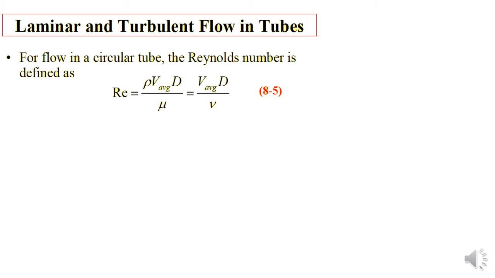Laminar and turbulent flow in tubes. How do we know whether the flow in the internal tube is laminar or turbulent? We can know it based on the Reynolds number. For flow in a circular tube, the Reynolds number is defined as rho, the density of the fluid, times V average, the average velocity of the fluid, times D, the diameter of the pipe, divided by the dynamic viscosity mu. It can be further simplified into V average times D divided by the kinematic viscosity. I put a note here where mu is the dynamic viscosity and the kinematic viscosity is nu.